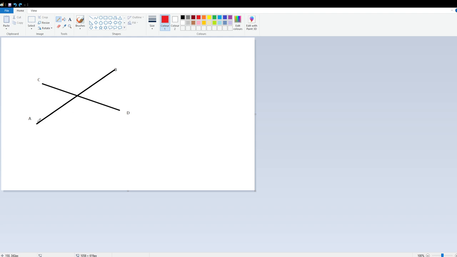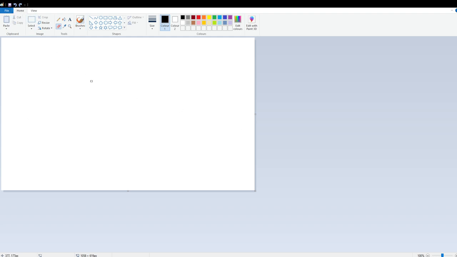So this algorithm says you have to look at A, C, D, and you have to look at B, C, D. Then you will see that one goes counterclockwise, and the other goes clockwise. If that's the case, then they intersect. Can I make it bigger? I cannot make it bigger.